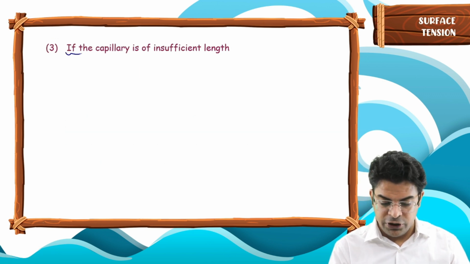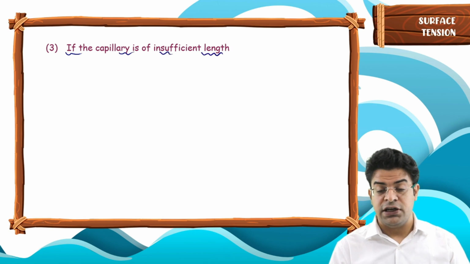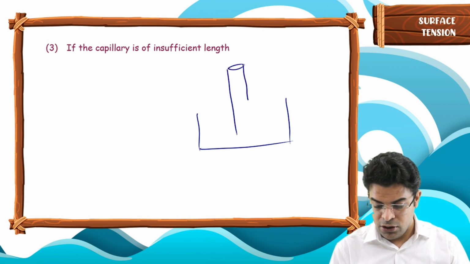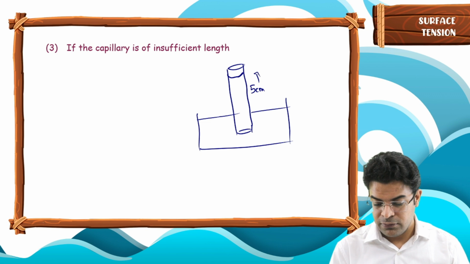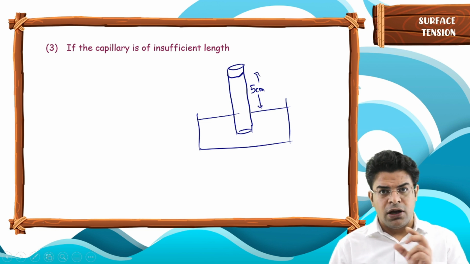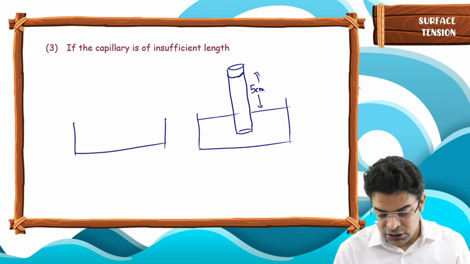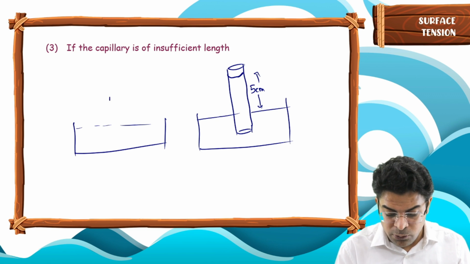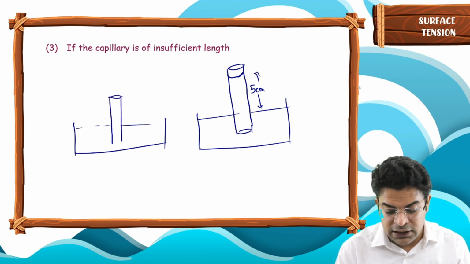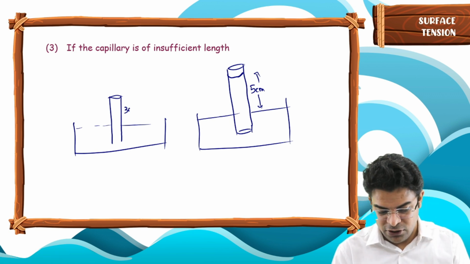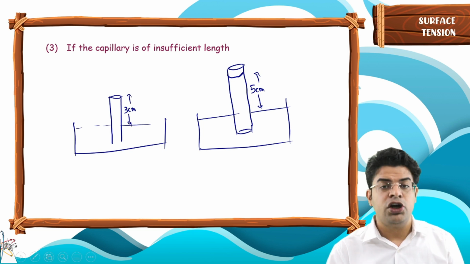Now the third important point, if the capillary is of insufficient length. Let's say we have placed a tube in water, and let's say in this tube the fluid rises up to a height of 5 centimeter. If we now take the capillary tube out, break it, and place the same tube, but broken so its length is less, in the same water. Now let's say the entire length of capillary tube placed in water is 3 centimeter. Now tell me what will happen to the fluid.